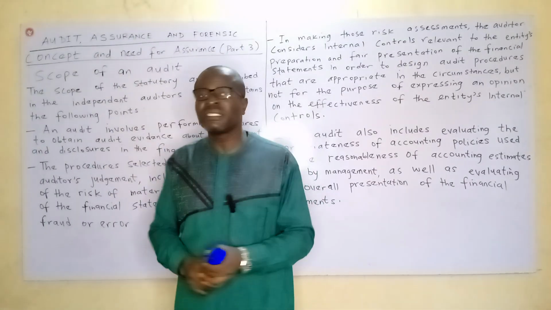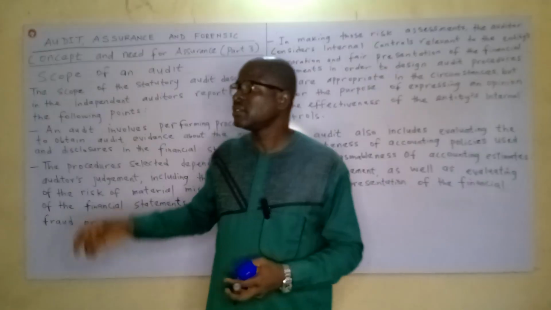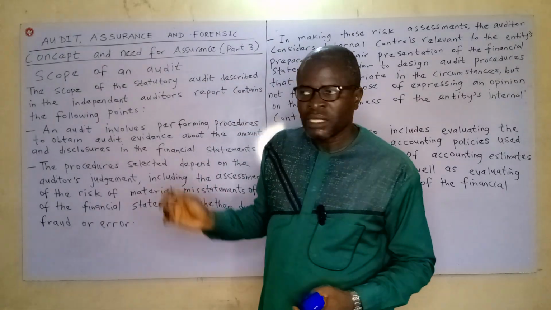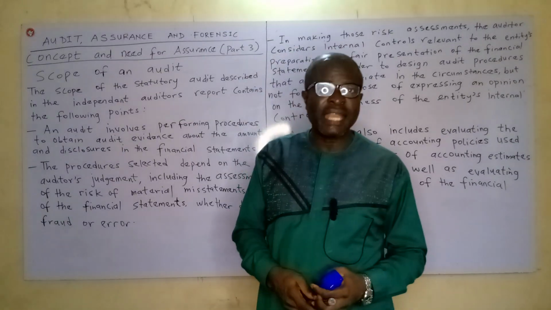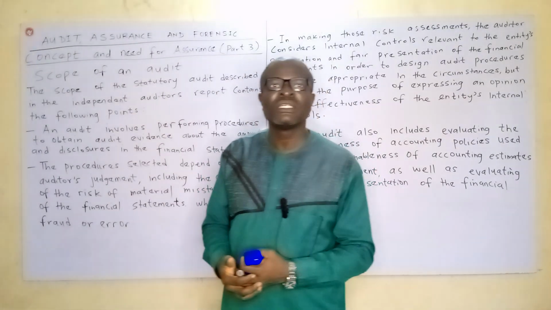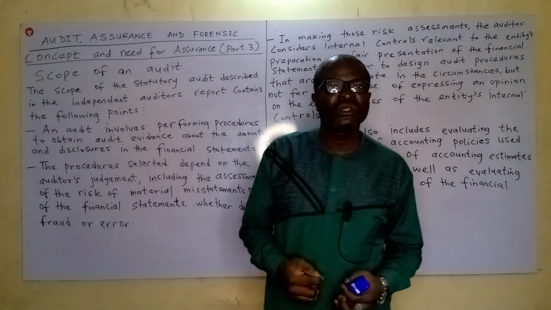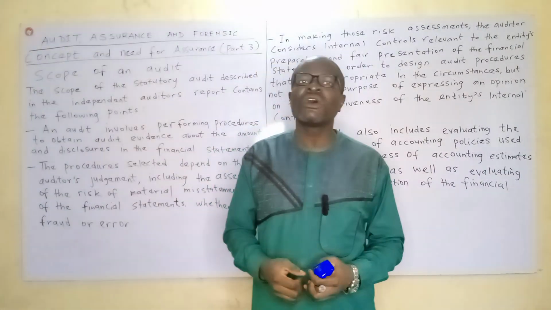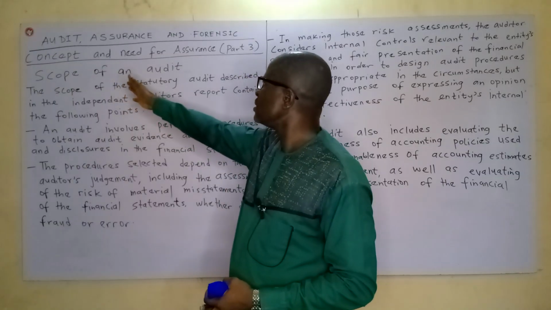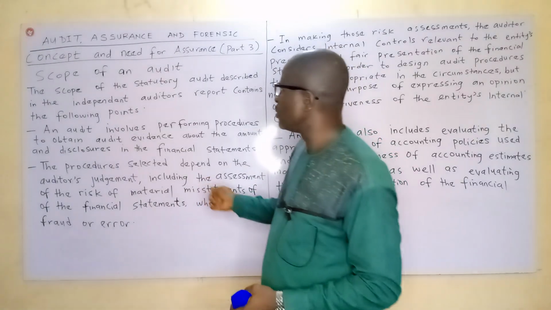And this is the concluding part of our lecture on concept and need for assurance, part 3 of the lecture that was started sometime late last year. In our earlier lectures, we've discussed the objective of audit and assurance. We also talked about small company audit exemption, the rights and duties of the auditors and so on. So today we want to talk about the scope of an audit, and that is the point at which we will be starting our lecture for today.